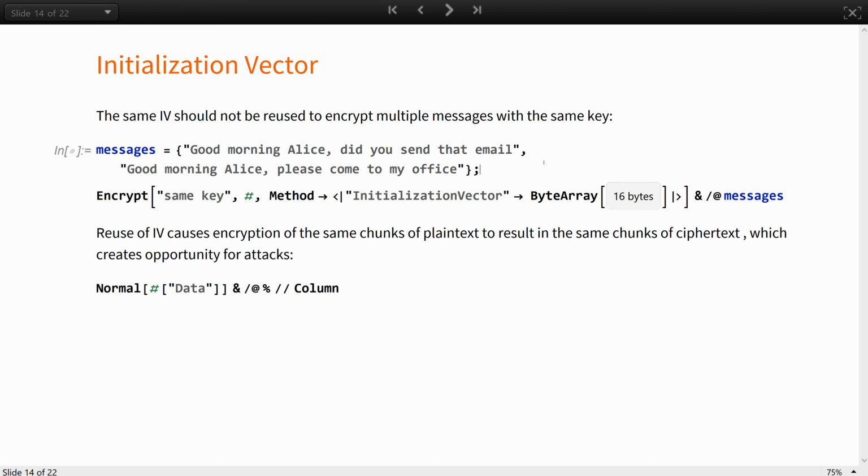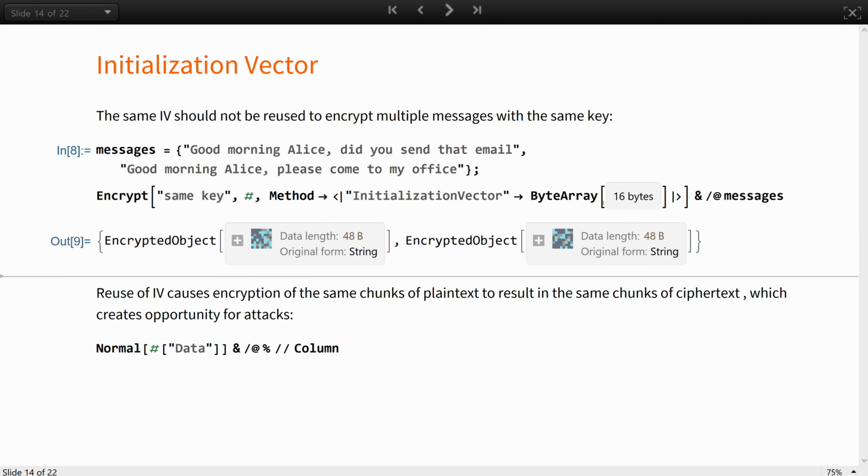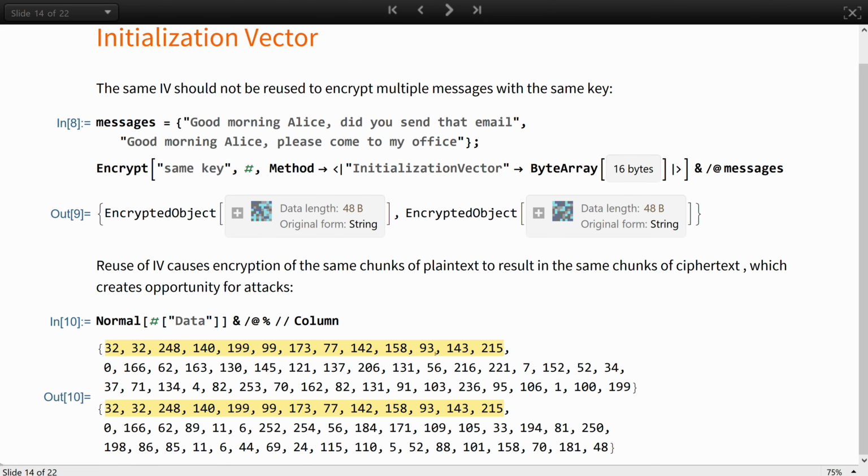The same initialization vector should not be reused to encrypt multiple messages with the same key. Like this, two messages start the same, and the reuse of the IV causes the encryption of the same chunks of plaintext to result in the same chunks of ciphertext, which creates opportunity for attacks.